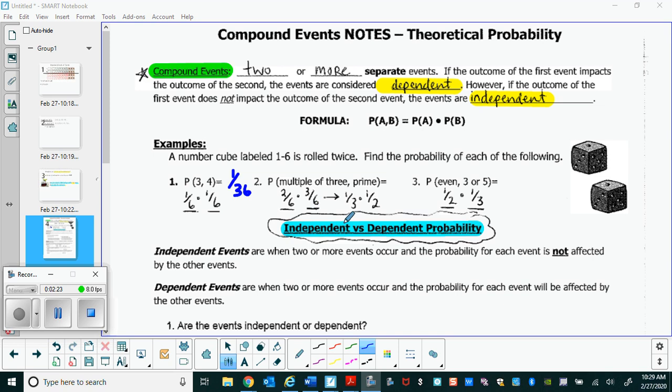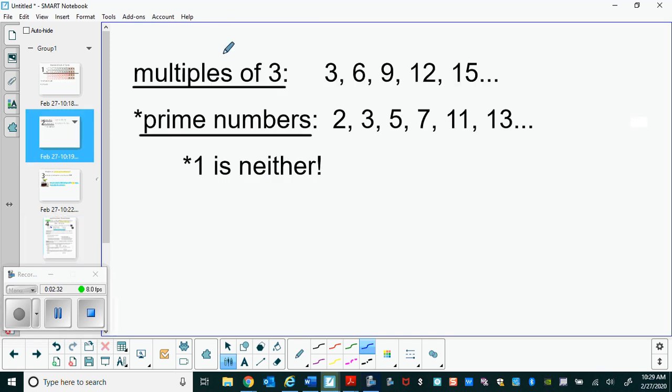All right, now for the next one, what are the chances of us rolling a multiple of 3 followed by a prime number? Now before we do anything with this, I wanted to remind you guys that multiples of 3 are things like 3, 6, 9, 12, 15, and so on. So if we're talking about something that's going to be on a number cube, these would be the options. We have 2 out of 6 there.